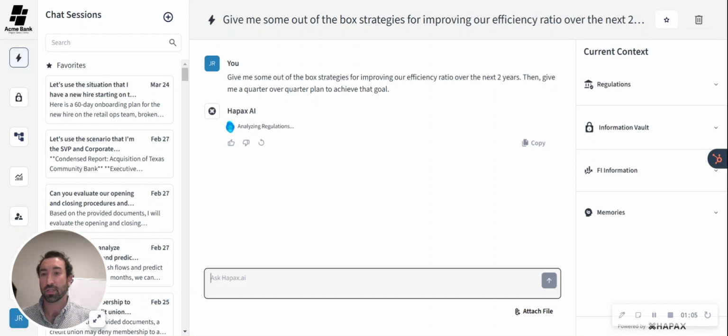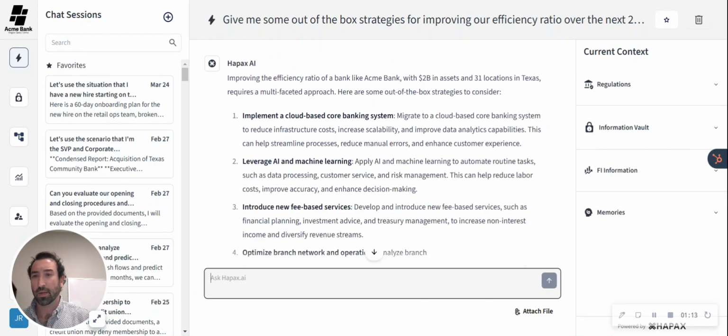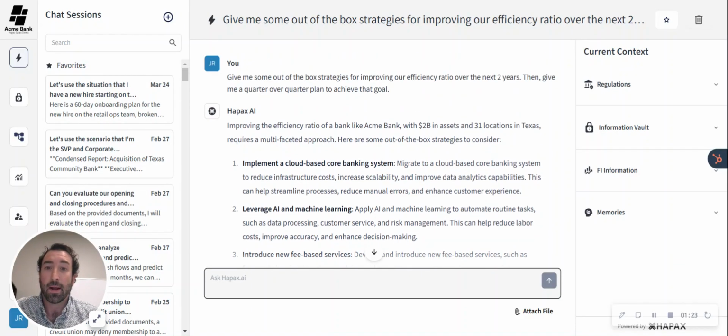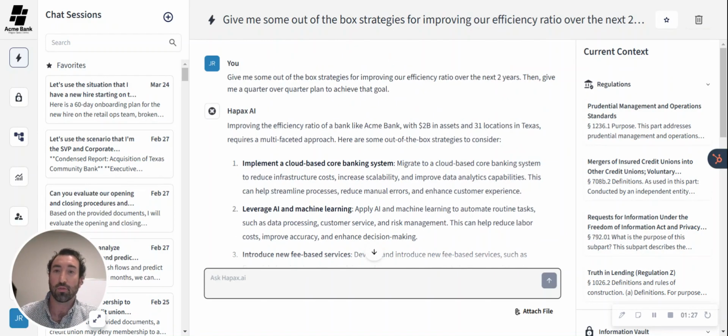Right now, it's going through its thought process. It's understanding, okay, what do I need to look at about our institution, information that lives in our vault? Are there any regulations that are coming down the pipe that we need to be mindful of that could impact the way that we're operating? So all that is taken into account within the output that it's giving here. I won't read every aspect of this. I'm going to let it generate here, and then we'll scroll to the top.